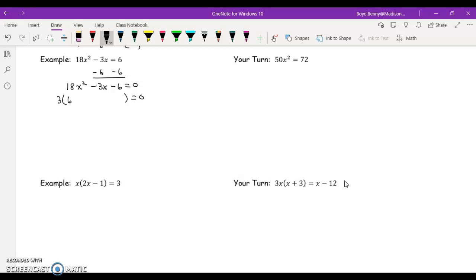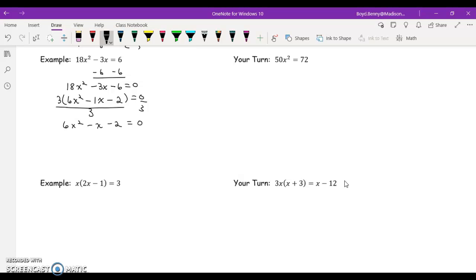18 divided by 3 would leave me with 6x squared. Negative 3 divided by 3 would leave me with a negative 1x. And 6 divided by 3 would leave me with a negative 2. Okay? Now, because I'm solving an equation and not just factoring, if I was just factoring this, I would have to show this factor as one of my factors. But since I'm solving an equation here, I can simply divide by 3 on both sides and eliminate that, which is going to leave me with 6x squared minus x minus 2 equals 0.